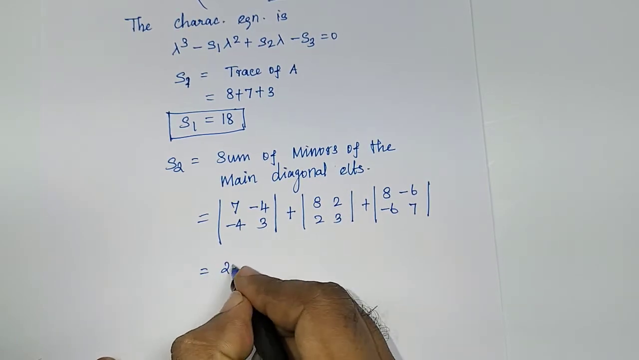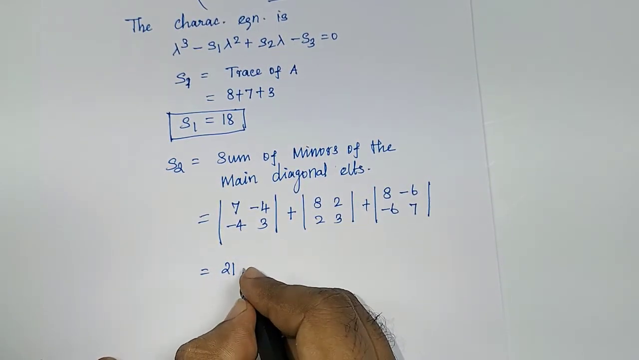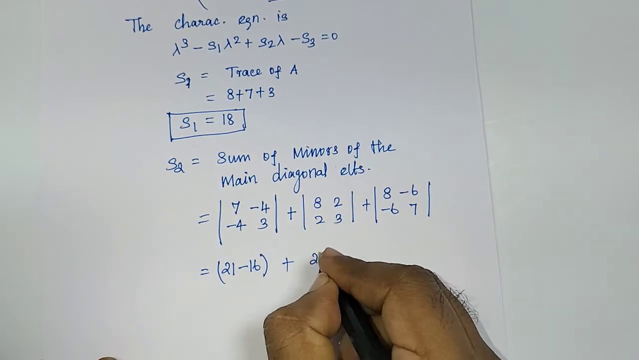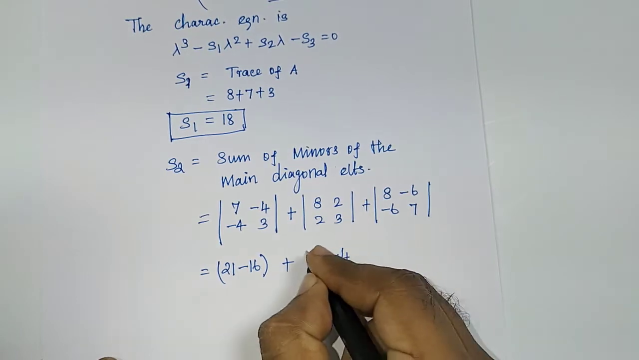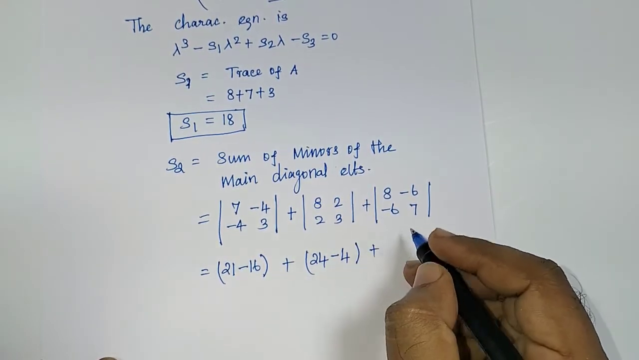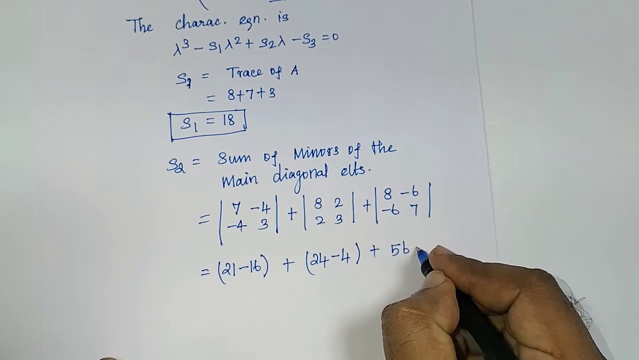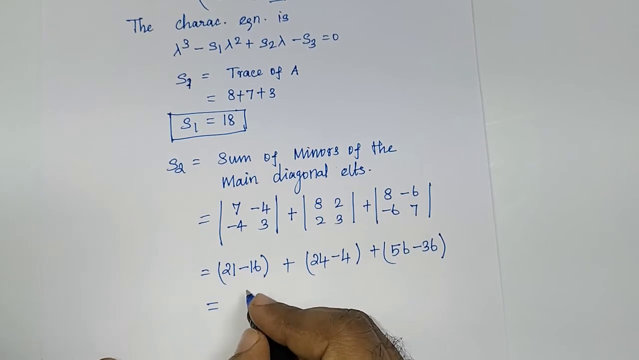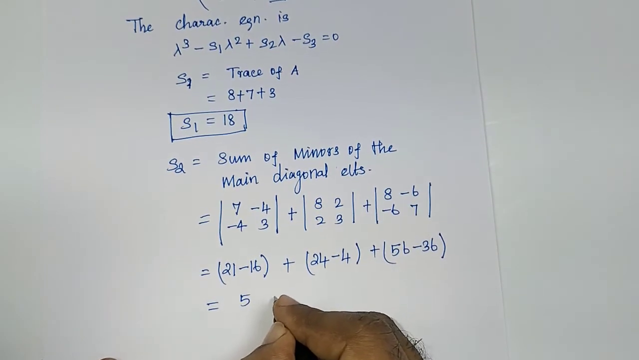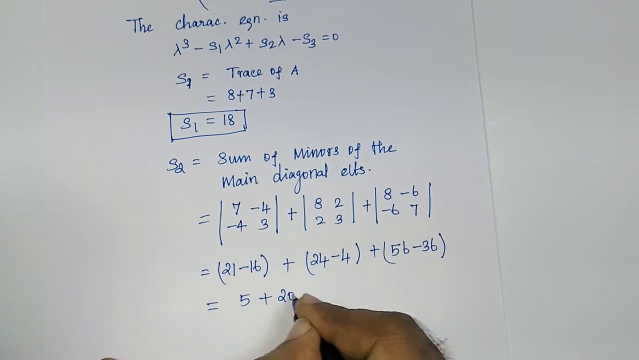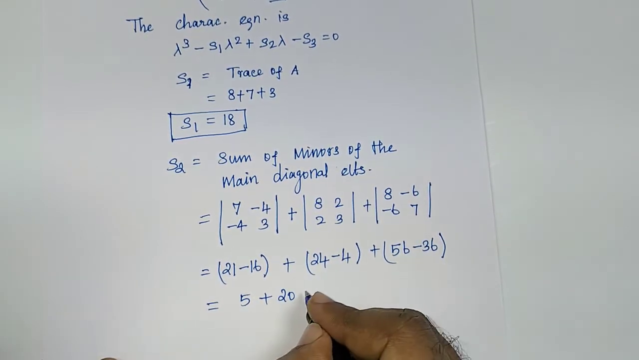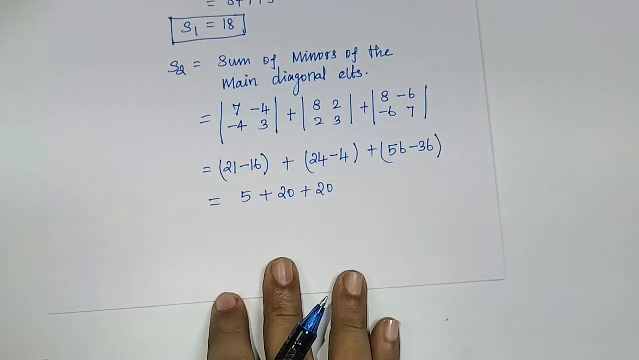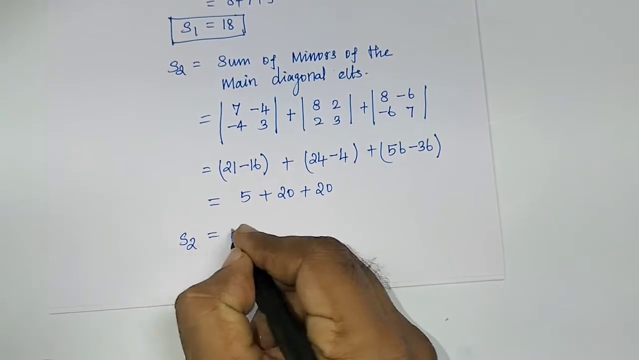Now we can simplify these determinant values. 7 into 3 is 21, 4 into 4 is 16, so 21 minus 16. Plus 8 into 3 is 24, 2 into 2 is 4, so 24 minus 4. Plus 8 into 7 is 56, minus 36. So 21 minus 16 is 5, 24 minus 4 is 20, 56 minus 36 is 20. So your S2 is 45.